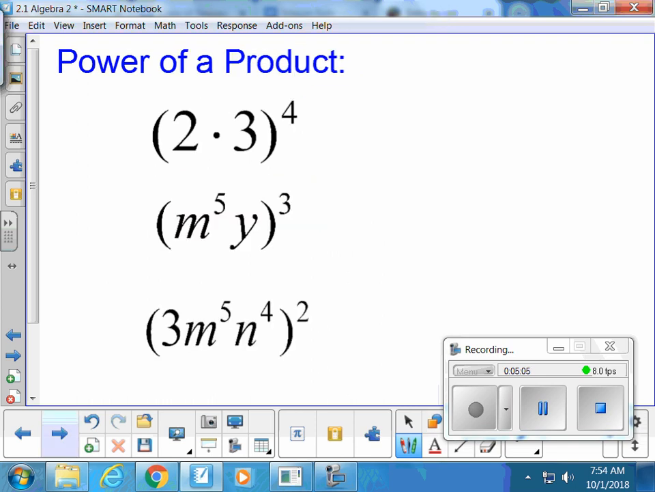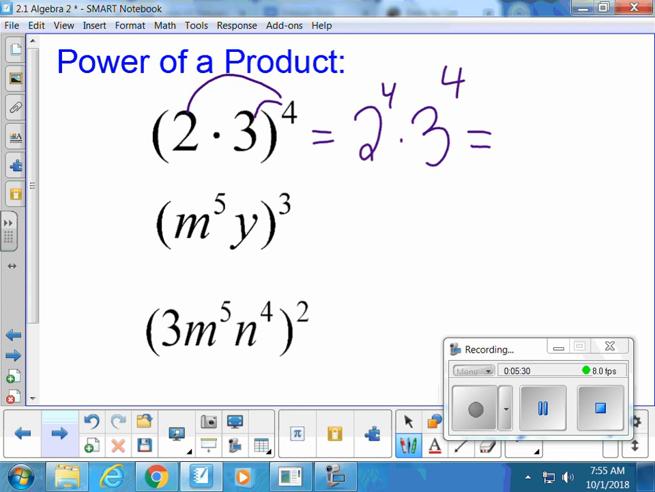Power of a product. So in this case, there's a product, meaning there's two things being multiplied. They're in parentheses with the power on the outside. Basically what happens is that power will just distribute in and everybody will get that exponent of 4. So 2 will get his own exponent of 4, and 3 will get his own exponent of 4. I probably would go ahead and just calculate out what that is, because it'd look weird leaving it like that.